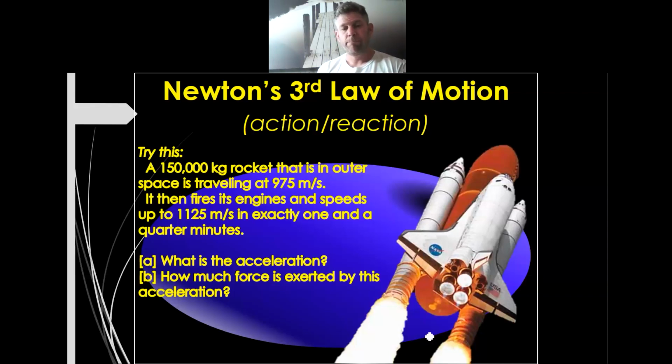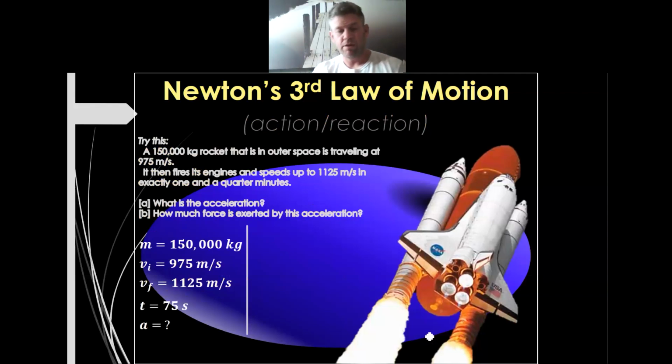All right, hopefully you paused it and tried it out. All I'm doing in this slide is putting the numbers into places. My mass is 150,000. My initial velocity is 975. My final velocity is 1,125. My time, this is the tricky part. If it's 1.25 minutes, 1 minute is 60 seconds. I can't have time in minutes. I have to have it in seconds because that's what my velocity is based on. So 1 minute is 60 seconds. A quarter of a minute, 1/4 of 60, is 15 seconds. Those two together, that's where I got the 75 seconds from.